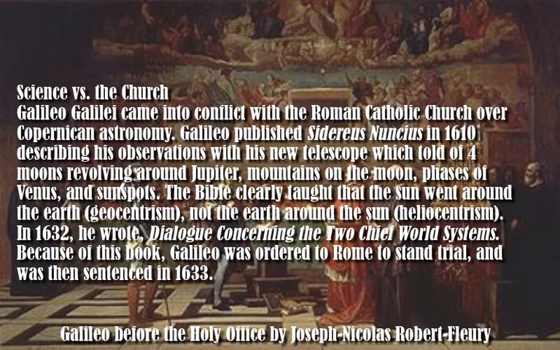The Bible clearly taught that the sun went around the earth, geocentrism, not the earth around the sun, heliocentrism. In 1632, he wrote Dialogue Concerning the Two Chief World Systems. Because of this book, Galileo was ordered to Rome to stand trial and then was sentenced in 1633.